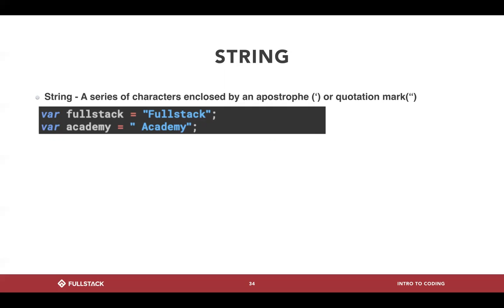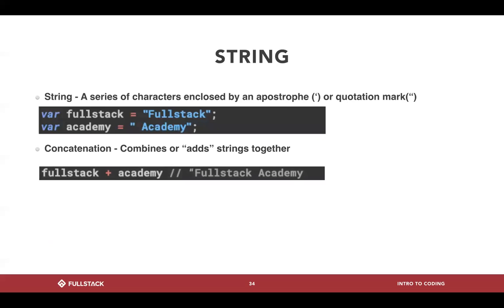Then we have academy, which has a value of space, right? There's a white space, and then academy. So both of those are strings. Some things you can do with strings, you can concatenate them, which means it takes two strings and smashes them together to form one bigger string. So in this case, we say full stack plus academy, and it takes full stack and it appends that space academy to the end of it.